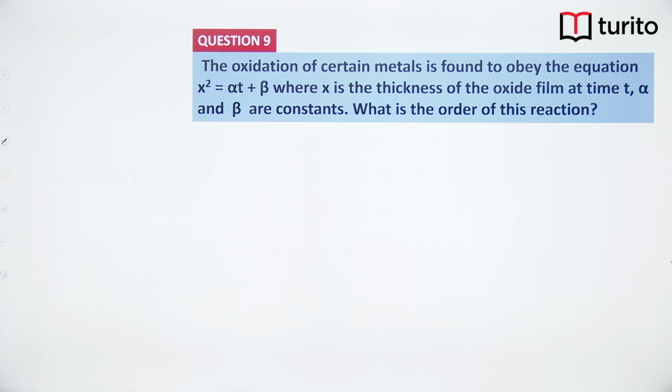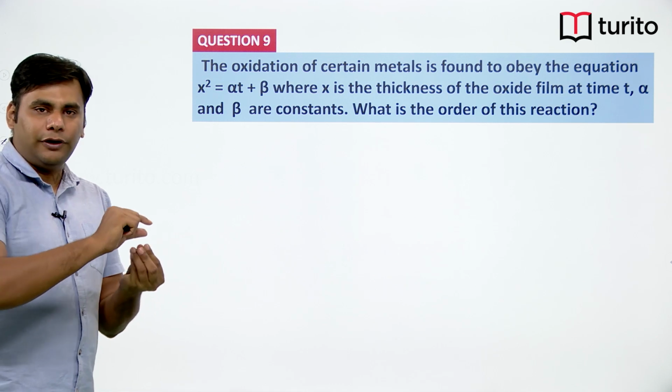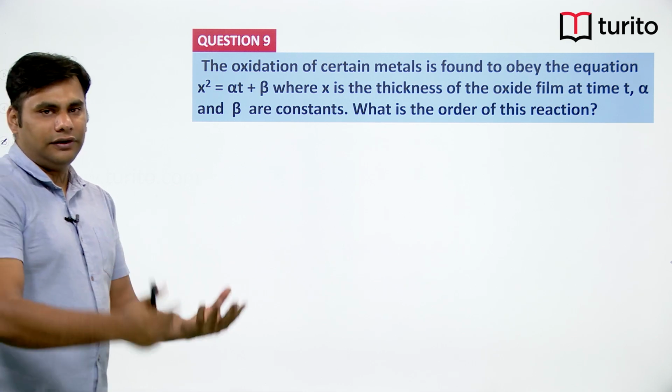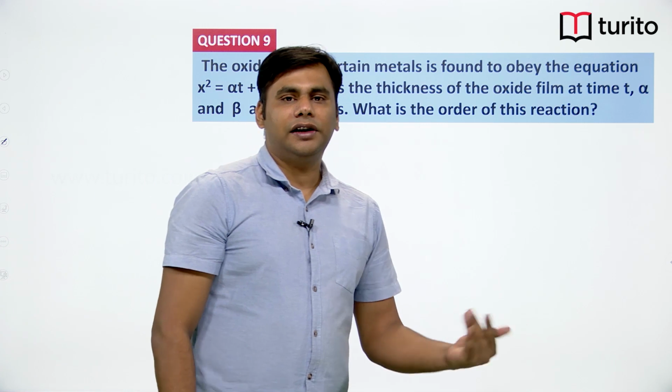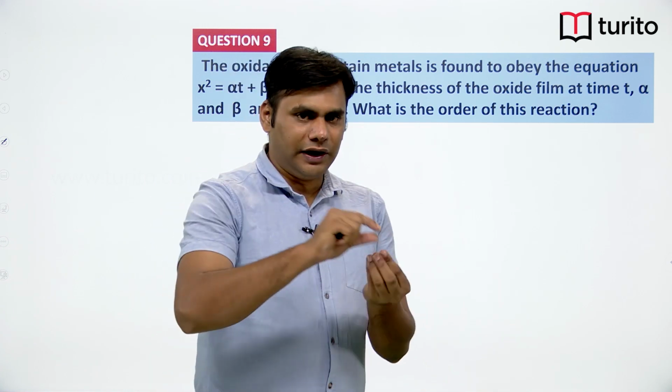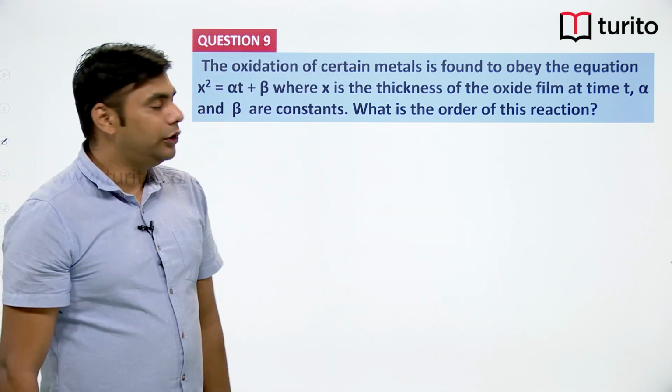Now this question basically says that the oxidation of a certain metal is found to obey the equation. Some metal is oxidizing, so when it oxidizes, a thick oxide layer would be formed at its surface. That's why we say that if you keep certain metals in air, they get tarnished because a thick oxide layer is formed. An example is aluminum.